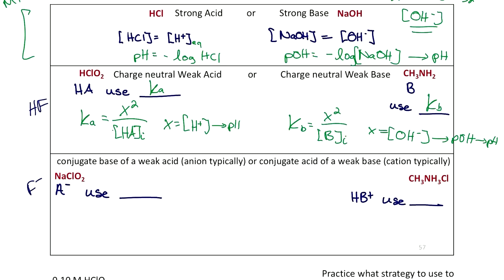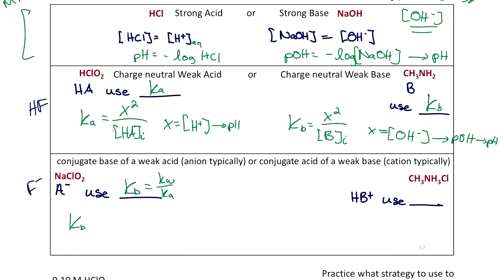So what is the most appropriate K to use? Kb, because it's a base. Will I give you the Kb of chlorite? Heck no. But what will I give you? Ka. So Kb is Kw over Ka. Great. So that's the value you use.